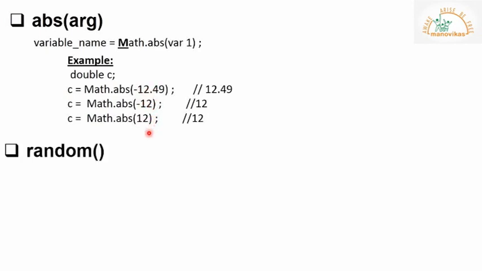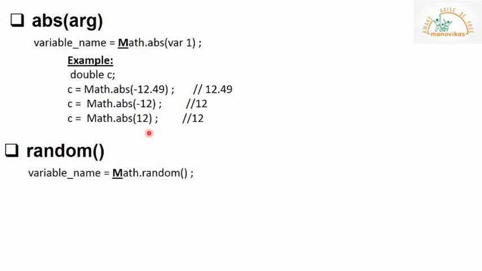The last function for today is Math.random. Random is a function which is used to display any random value between 0 and 1. Each time you execute the program, you will get different values. And when I say it is going to display a value between 0 and 1, it is a decimal value. So you have to declare the resultant variable as a double data type.